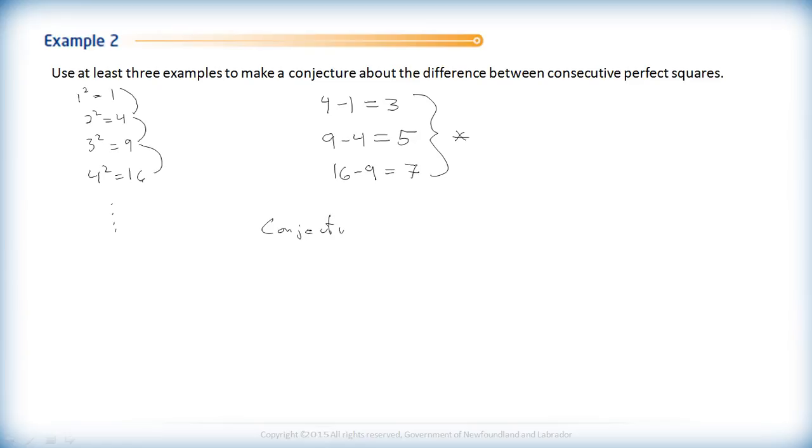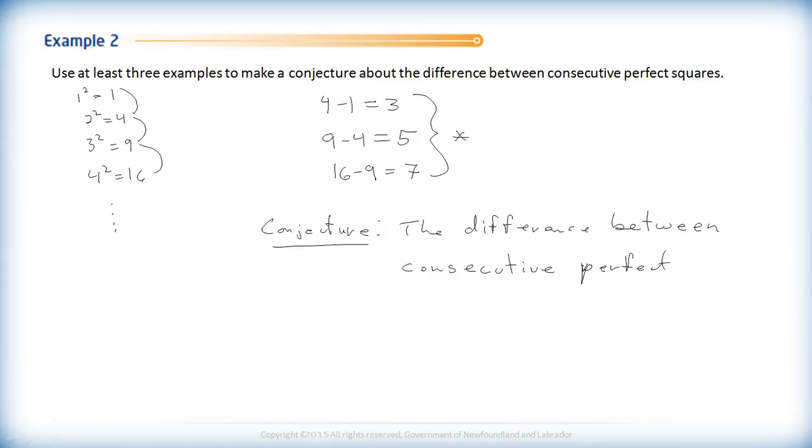The difference between consecutive perfect squares is always, and that's the idea about a conjecture. Try to make it a general thing. So always an odd prime number.